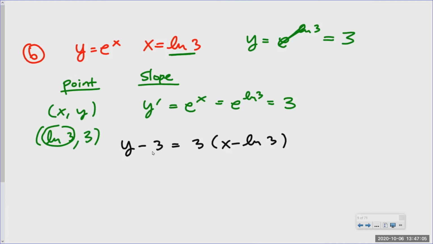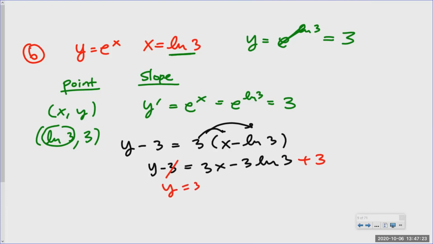Did you get y minus y1 is equal to the slope times x minus x1? And this really is the answer. We just need to distribute. So this would be 3x minus 3 ln of 3. And then you want to add 3 to both sides. And that's your answer. It's really ugly, but I don't think it'll simplify anymore. So you just leave it with 3 terms like that. And that's your answer to letter A.